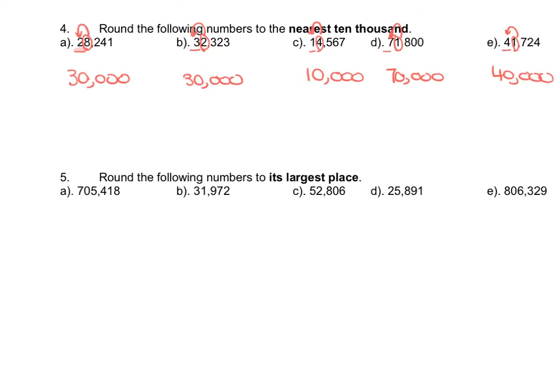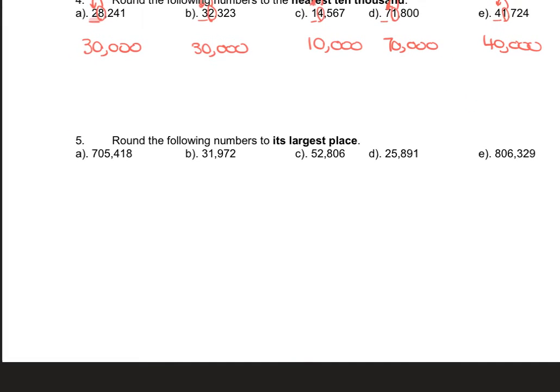All right, here's an interesting one. We have to round to the largest place. So we have a bunch of different numbers, different length numbers. So A, we have 705,418. So we are going to underline the 7, circle the 0. Here we're going to underline the 3, circle the 1, underline the 5, circle the 2, underline the 2, circle the 5, underline the 8, circle the 0.